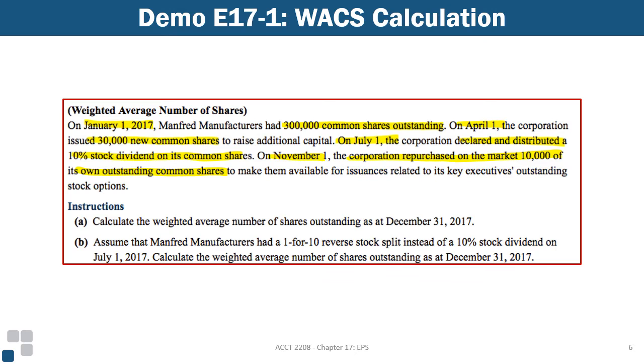Our objectives here are to calculate the weighted average common shares at December 31st, 2017 for part A, and then for part B, we're going to change it up a little bit. Assume that the company had a 10-for-1 reverse split instead of a 10% stock dividend on July 1st. And we'll do the same thing, calculate the weighted average common shares. It's a very basic problem, the only purpose of which is to calculate the weighted average common shares.